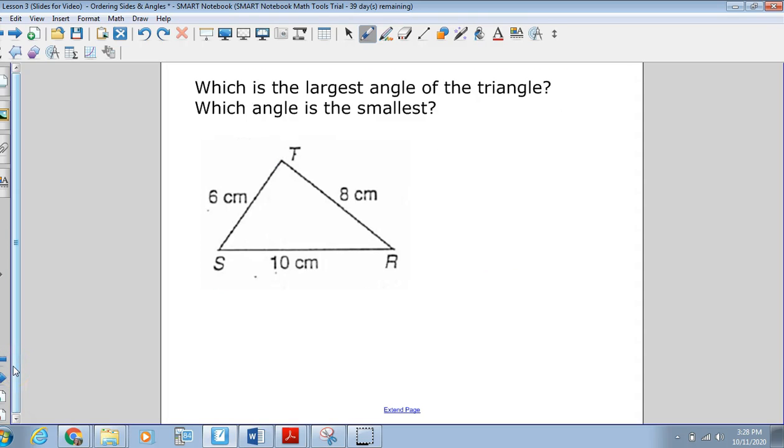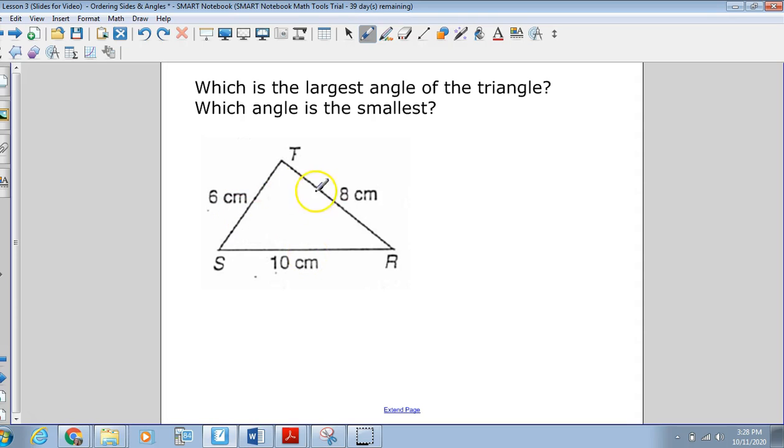Okay, let's take a look at this example right here. Which is the largest angle of the triangle? Which angle is the smallest? So what we can tell about this triangle is that the sides are different measures. We have one that's 6 centimeters, one that's 8 centimeters, and one that's 10 centimeters. We have a nice scalene triangle right here.